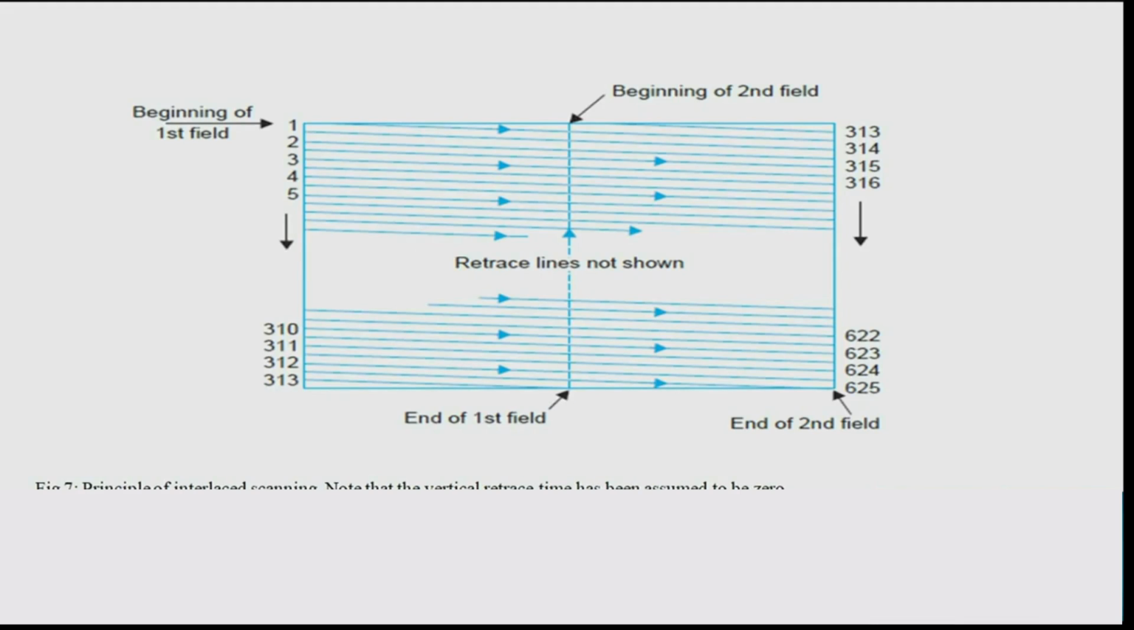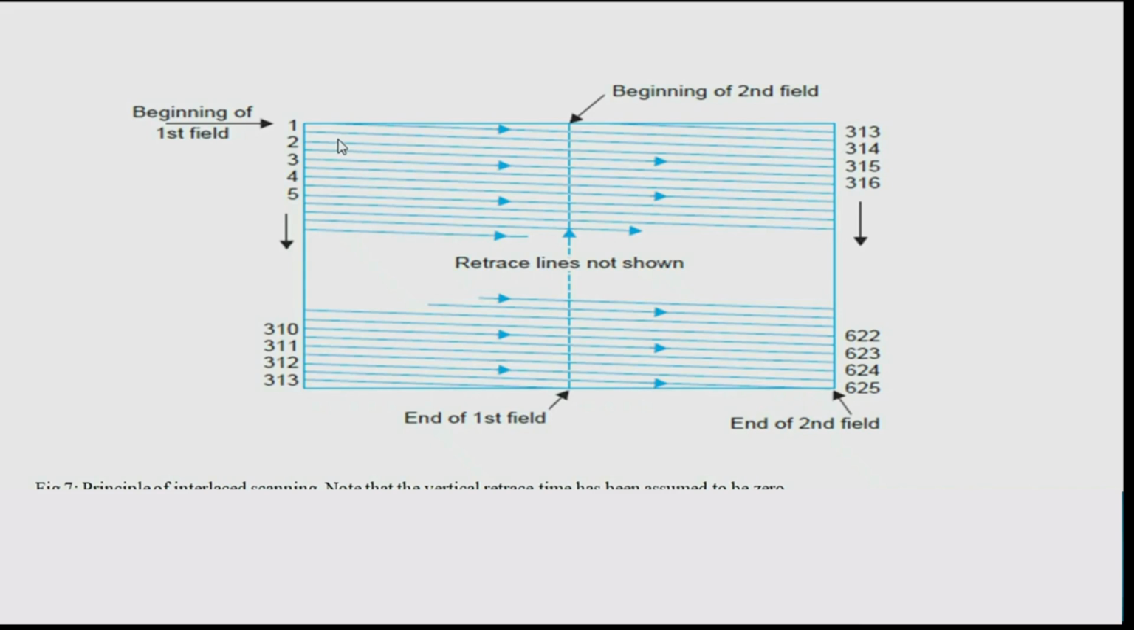Now, this diagram shows the principle of interlace scanning. Here, note that the vertical retrace time has been assumed to be 0. It will start from the beginning of the first field, from the top left-hand side, and it will reach the right side, and after that it goes to the left, again to the right. This will be the trace path.